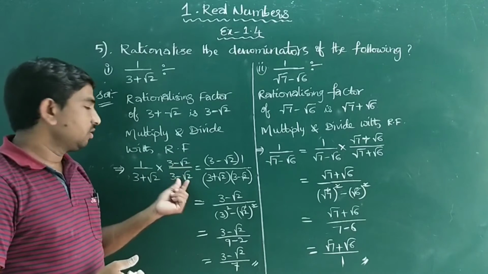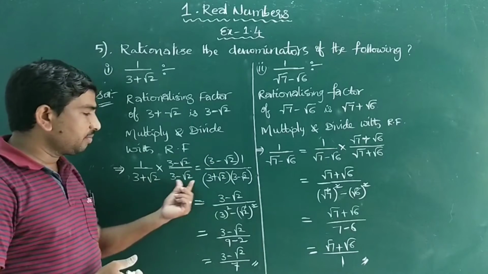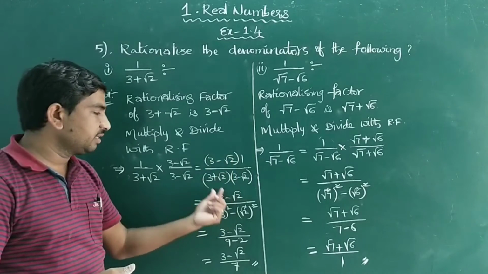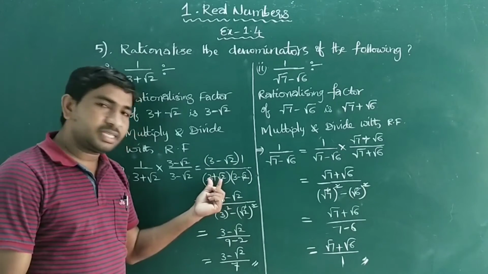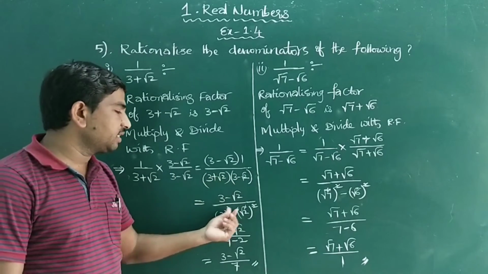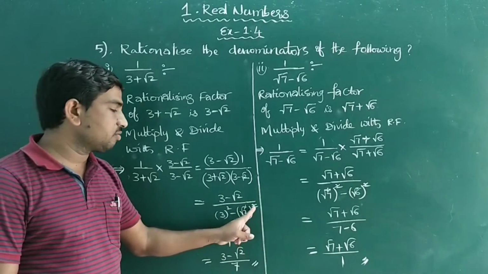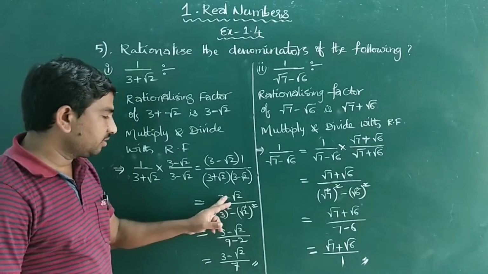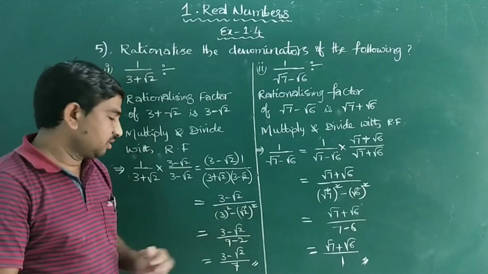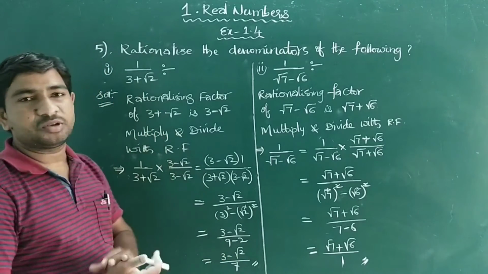So multiply: 3 minus root 2 into 1 gives 3 minus root 2, and 3 plus root 2 into 3 minus root 2 in the denominator. If you observe, the numerator is 1 into something only. But in the denominator, this is a plus b into a minus b, which is a square minus b square. So 3 square minus root 2 whole square. Here the square and square root get cancelled. So 3 minus root 2 by 3 square, that is 9, minus 2, which is equal to 7. This is the first problem solution.